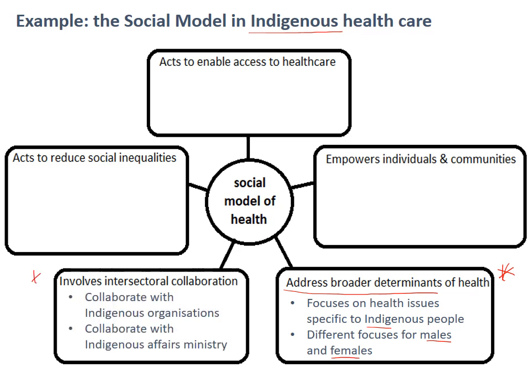Intersectoral collaboration. So when rolling out a health program, the health department might say we're going to collaborate with Indigenous organisations. So it could be local community organisations that are relevant in that area. They might collaborate with the Indigenous Affairs Ministry, so at the government level. So starting to work with different groups that aren't just in health.